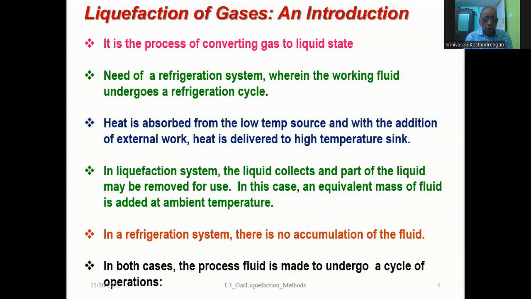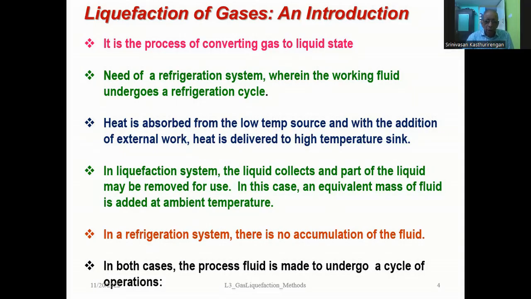Okay, first let us talk about liquefaction of gases, and we introduce this particular topic. What is liquefaction? Liquefaction represents a process of converting a gas into the liquid state. Now, what do we need? We need a refrigeration system because we have to extract heat from the gas so that the temperature decreases and then finally it becomes a liquid.